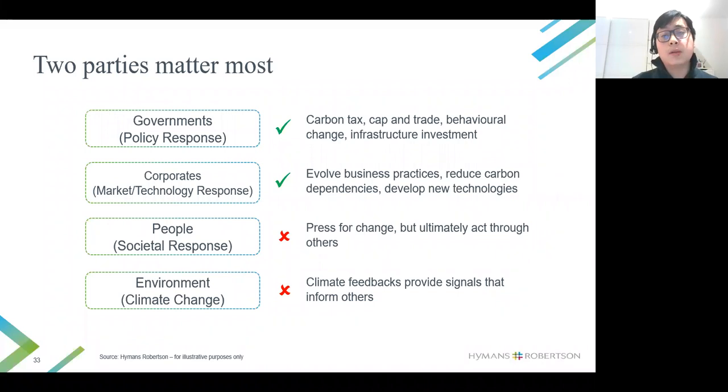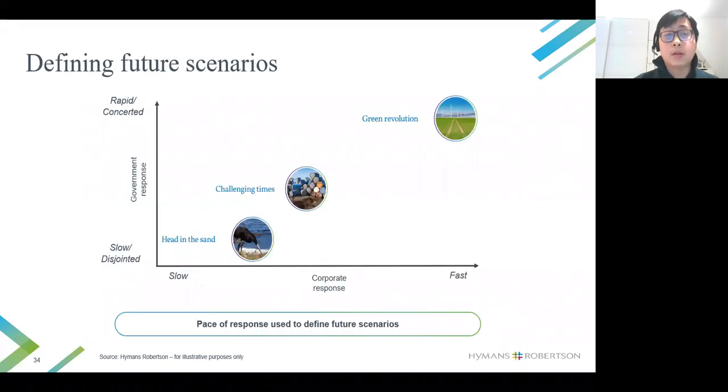So from this, we are able to see that it is the actions from corporates and governments that will have the greatest impact on how the climate changes. So clicking on the next slide, based on the conclusions that we've gathered, we've come up with three scenarios representing the different levels of response.